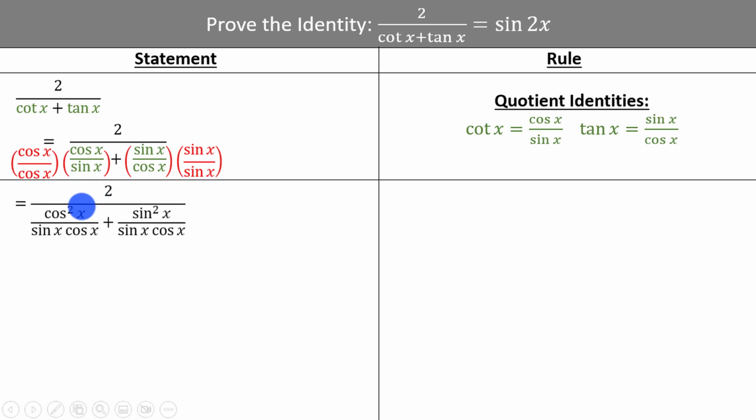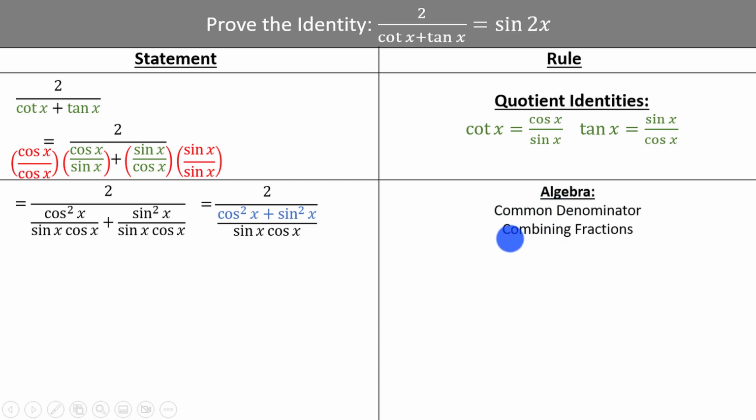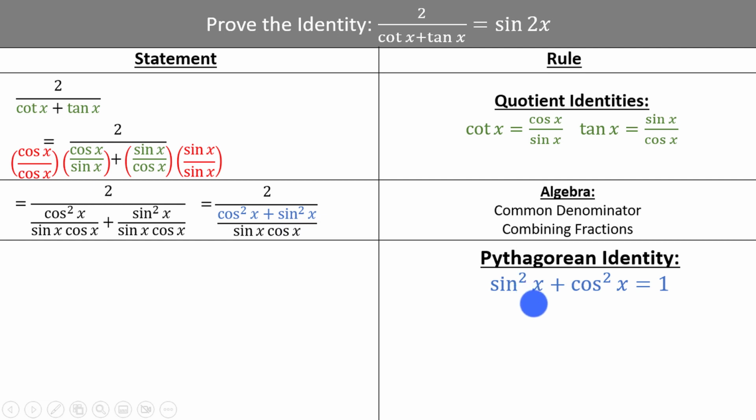The result will be 2 over cosine squared of x, since cosine times cosine is cosine squared, divided by the common denominator of sine x times cosine x, plus sine squared of x, because sine of x times sine of x is sine squared of x, divided by the common denominator of sine of x times cosine of x. If we combine the terms in the denominator, we have 2 divided by cosine squared plus sine squared divided by sine times cosine. We justify all of this by getting a common denominator and then combining the fractions. Hopefully you recognize that cosine squared plus sine squared is just equal to 1 by the Pythagorean identity. So we can replace that with 1 in our problem.